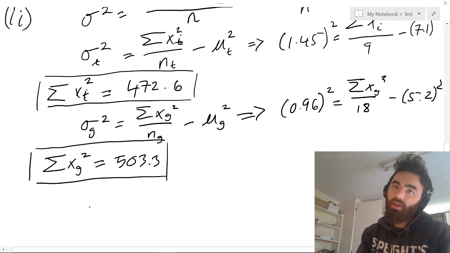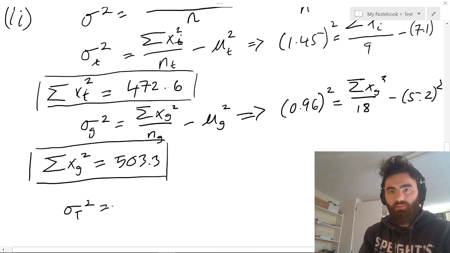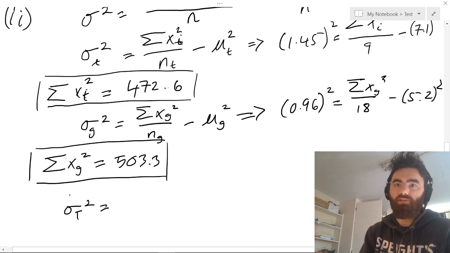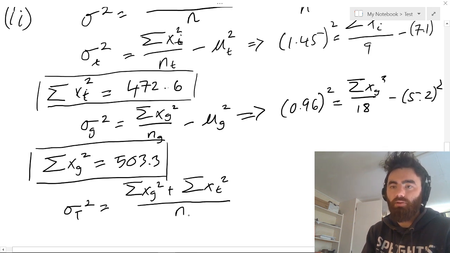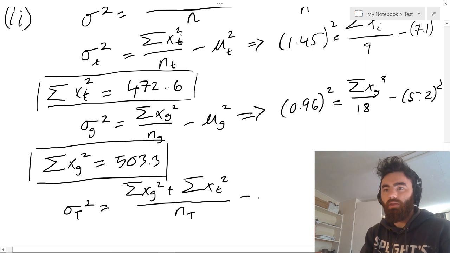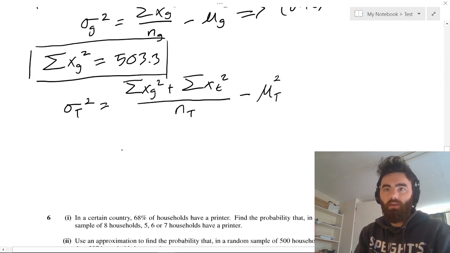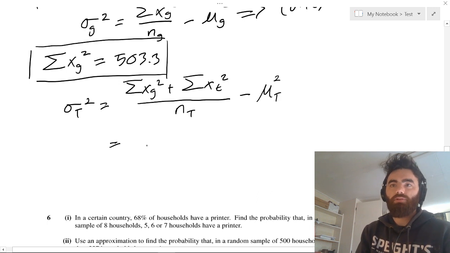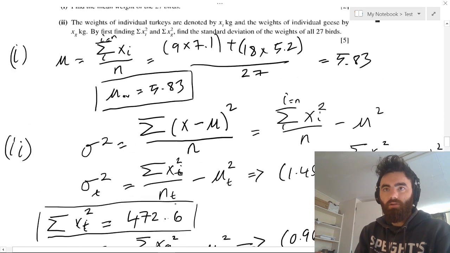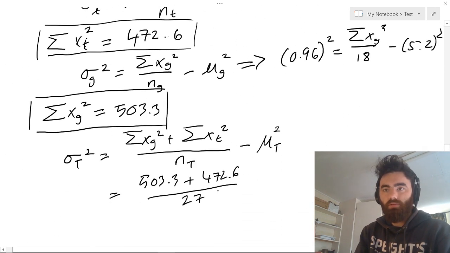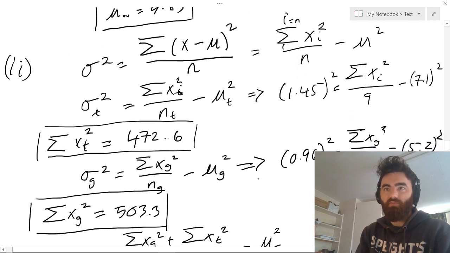Cool. So then the total variance is going to be the sum of all the xg squares and the sum of all the xt squares. So the sum of xg squared plus the sum of the xt squared over the total number, minus the total mean squared, or the overall mean, which we calculated in I. And that will equal 503.3 plus 472.6 over 27 minus 5.83 squared.